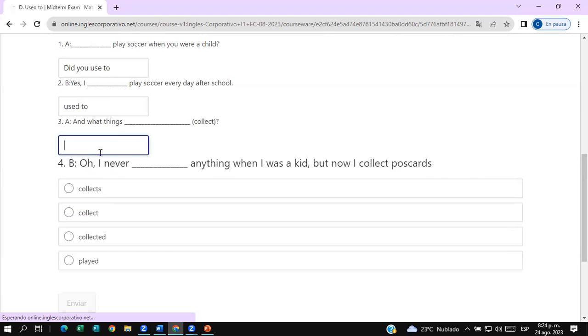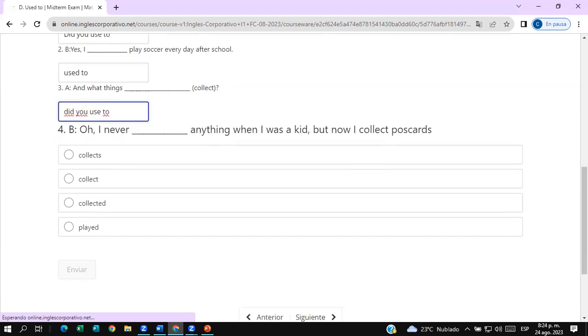And what thing did you use to collect? All right. And the last one. Let's listen to Edwin. I never anything when I was a kid, but now I collect postcards. Okay, one more time. Just select the option. I never collect anything when I was a kid, but now I collect postcards.